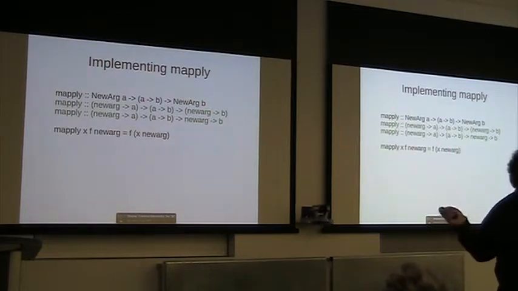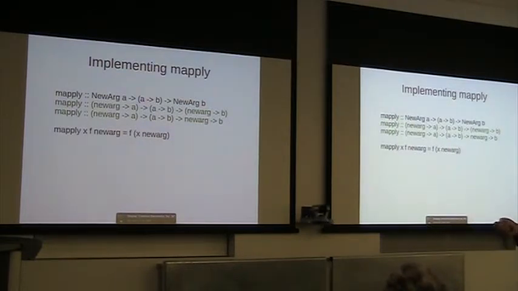I should have actually done this slide much sooner. Let's take a look at new mapply. So mapply takes new arg A to A to B to new arg B. But new arg, remember, is just our type alias for new arg to A. So here I explicitly give the original type. I unroll it here. I just replace all the new arg A's with new arg to A and new arg to B.